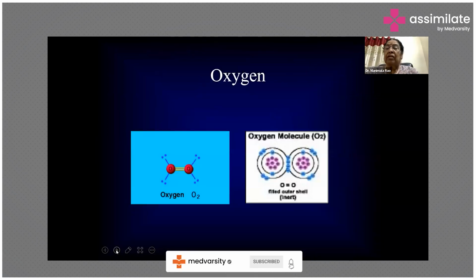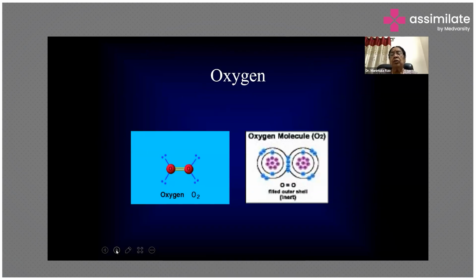Oxygen is bivalent, so it has two atoms, O2, and that is why it is called that. It is paramagnetic. That's why we measure oxygen with paramagnetic methodology, and the concentration can be measured that way.